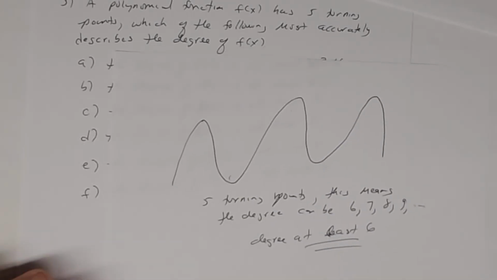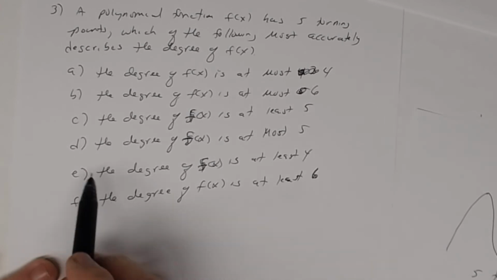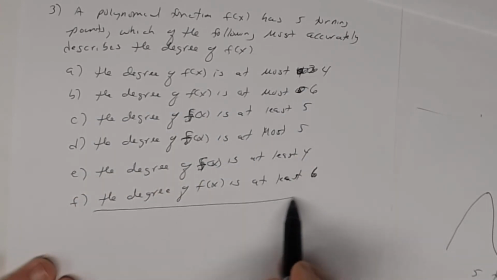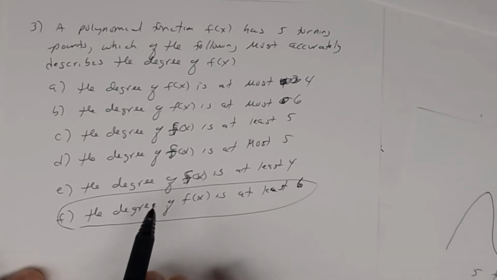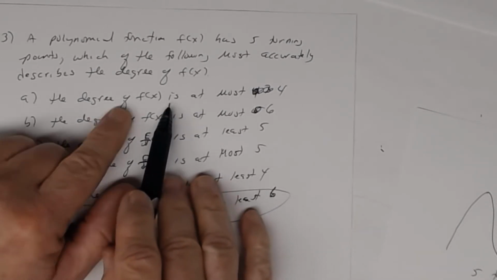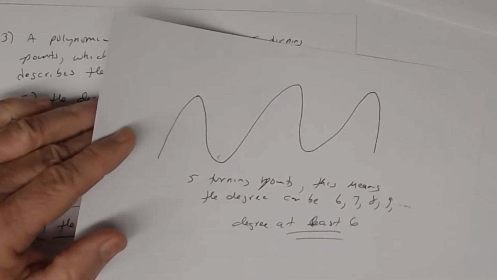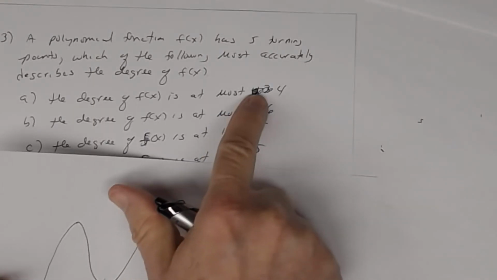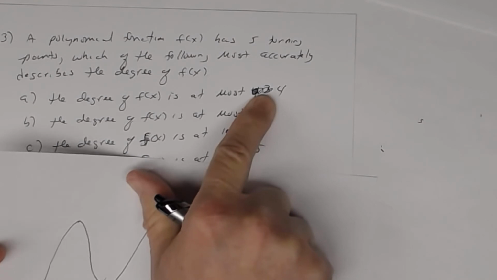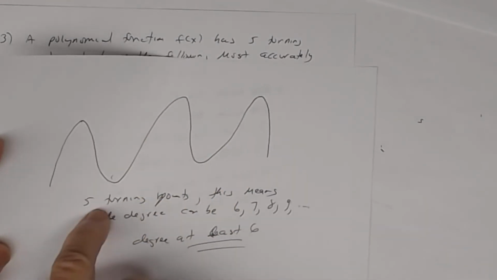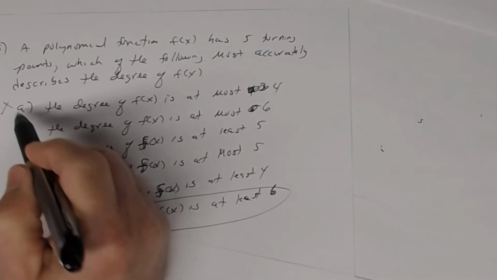So let's see which one says at least 6. At least 6 is this one here. Okay, make sure you understand why the other ones don't work. So the degree of f of x is at most 4. That means if the degree is 4, then the maximum number of turning points you can have is 3, right? So that can't be it because you have 5 here.